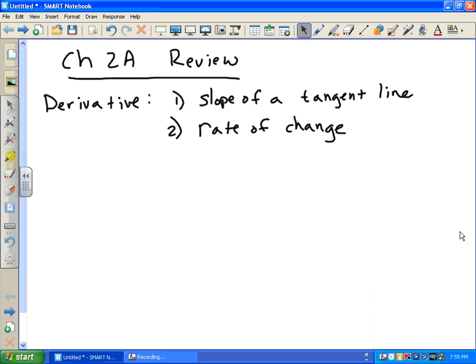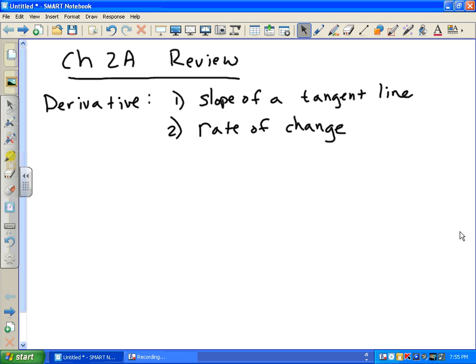Okay, welcome to the Chapter 2A review. Chapter 2A began our study of derivatives. When we talk about a derivative, we could define it informally as the slope of a tangent line to a function or a curve. We could also describe it as a rate of change.